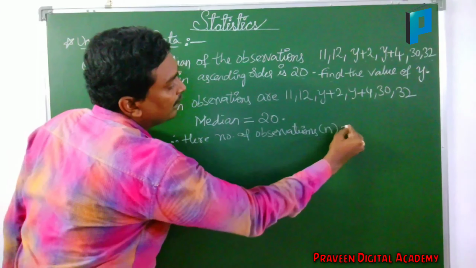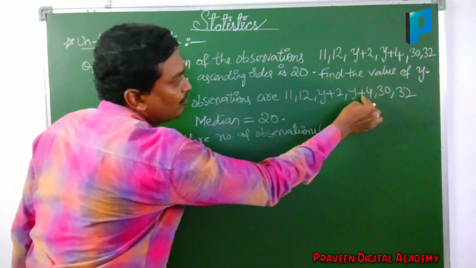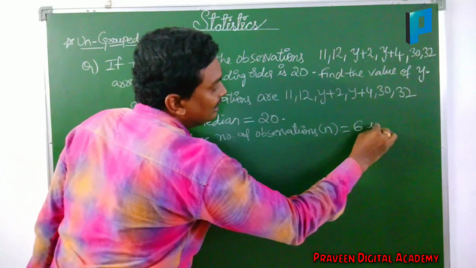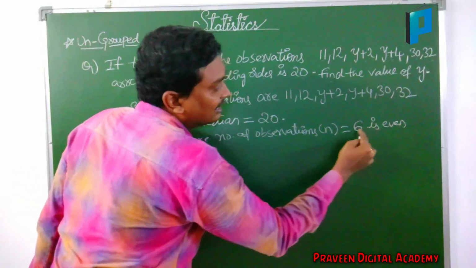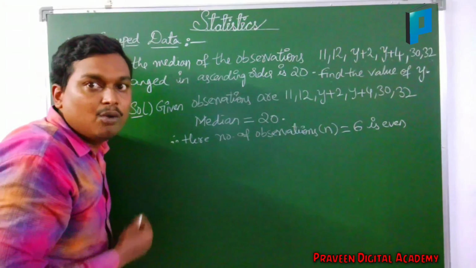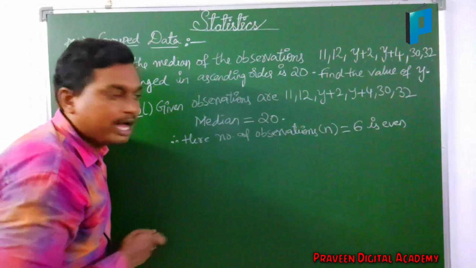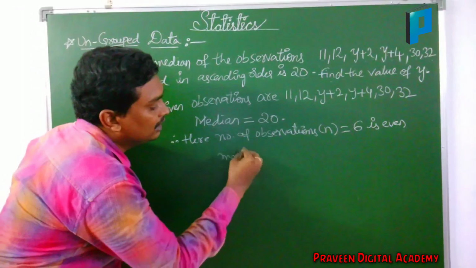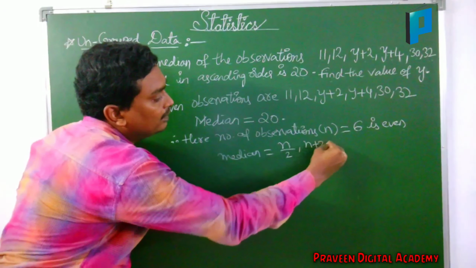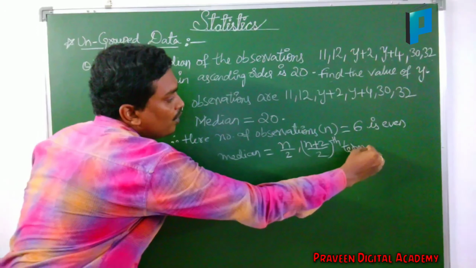we will represent with small n. How many observations are there? 1, 2, 3, 4, 5, 6. 6 observations are there. Here 6 is even. When we have an even number of observations, we will get 2 medians, and the medians are the n by 2 and n plus 2 by 2 th terms.